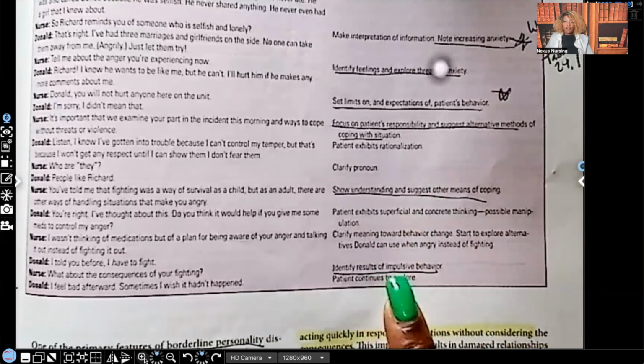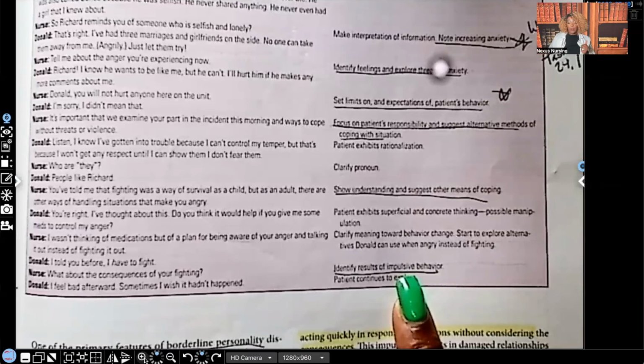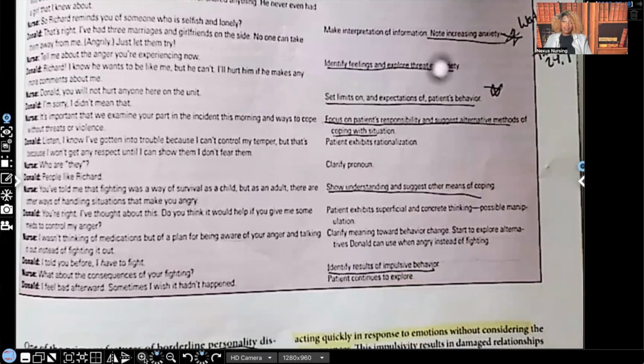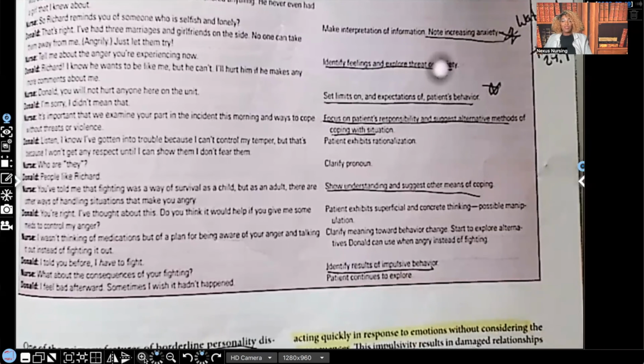Identify results of impulsive behavior. Sit down, let's talk about this and explore those times that the patient has acted impulsively and what the outcome was. Help them to see that, you know what, every time I act on my impulse, it never ends well. Let me figure out another way. That's borderline personality disorder, guys. In a nutshell, that is your borderline personality disorder.